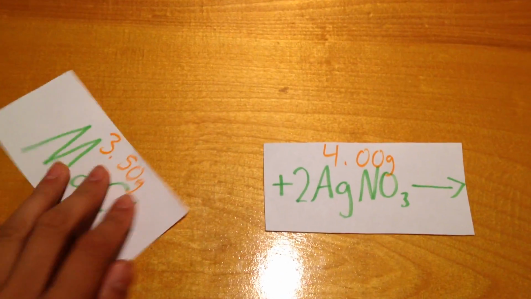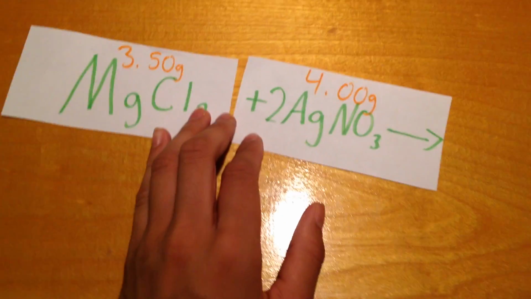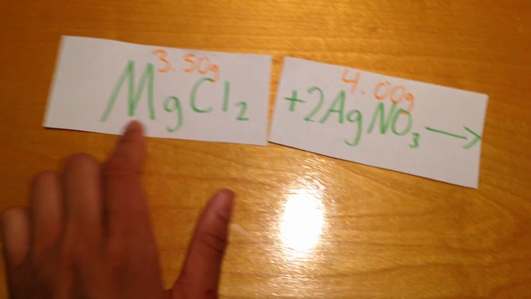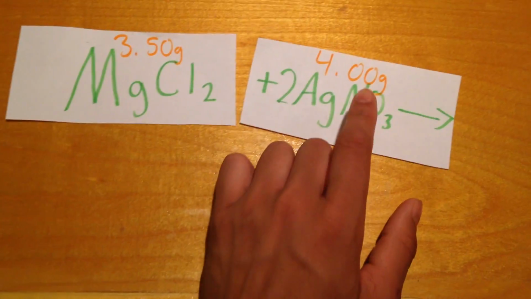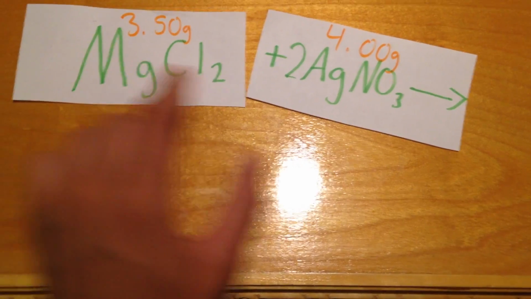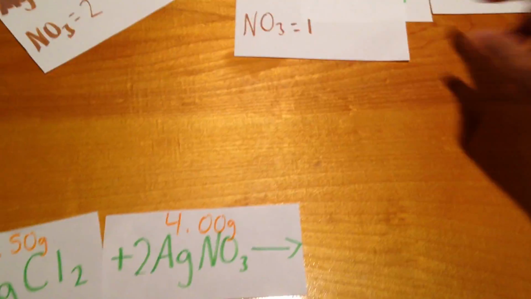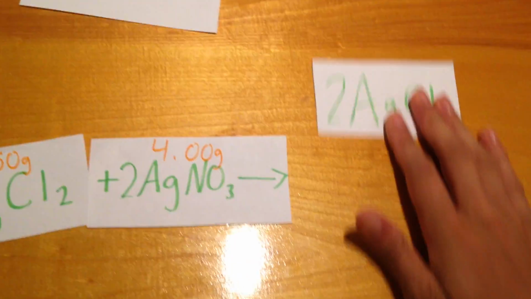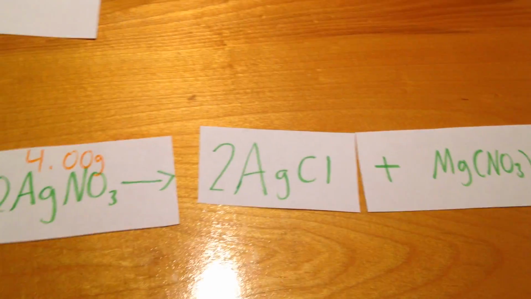Now, we can determine that this is a double replacement reaction. So in order to find the products, we're going to have to switch the elements on the reactant side. So magnesium will switch with silver to become magnesium nitrate. Silver will switch with magnesium to become silver chloride. So let's take a look at the products. After the double replacement reaction, we get silver chloride plus magnesium nitrate.